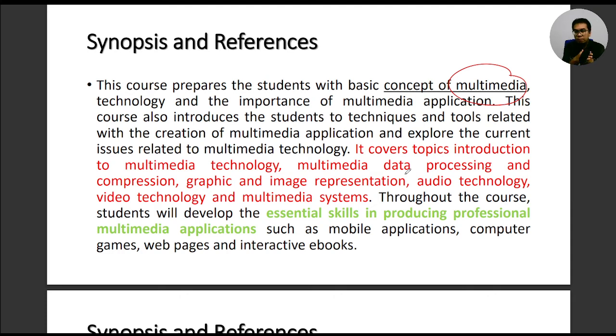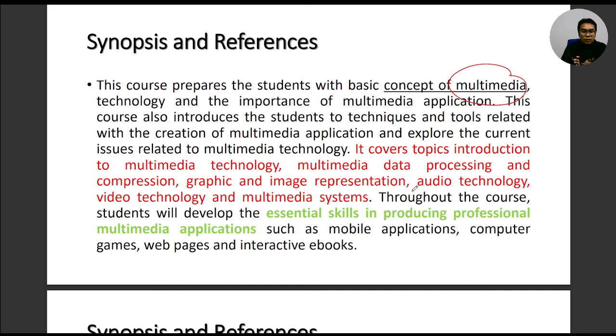Because I'm moving, it means that the frame of image has been moved from frame to frame in 1 second. We know about 60 frames per second and 30 frames per second in our camera setting, right? So that would be the idea. Then we talk about audio technology, video technology, and multimedia system at the end of the subject.